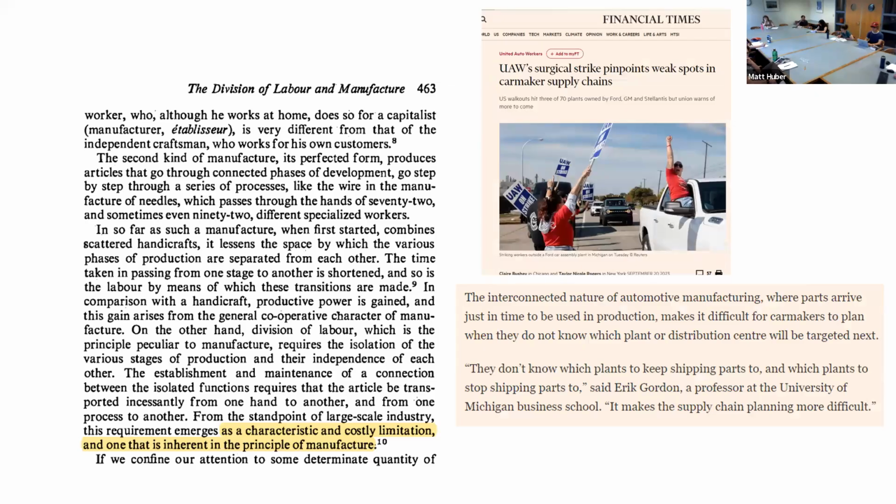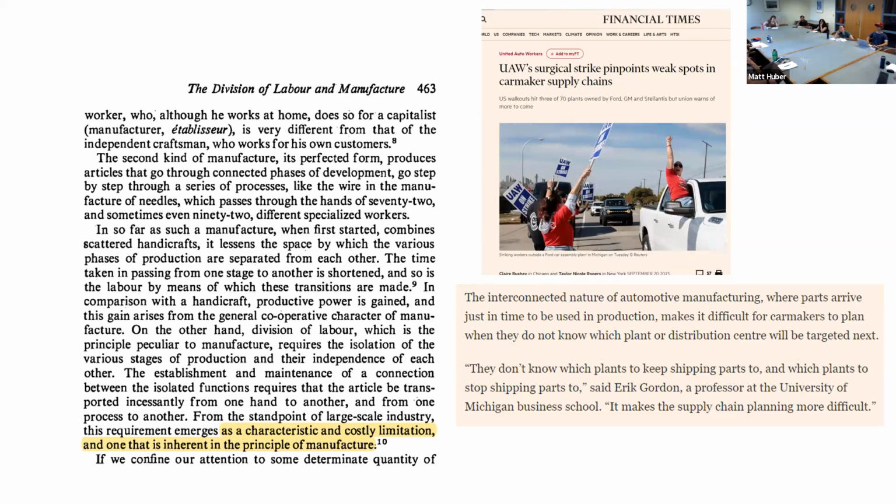And it's straight out of chapter 13 and 14. The interconnected nature of automobile manufacturing, where parts arrive just in time to be used in production, makes it difficult for car makers to plan when they do not know which plant or distribution center will be targeted by a strike next. They said they don't know which plant to keep shipping parts to and which plants to stop shipping parts to, said Eric Gordon, a professor at the business school. It makes supply chain planning more difficult.